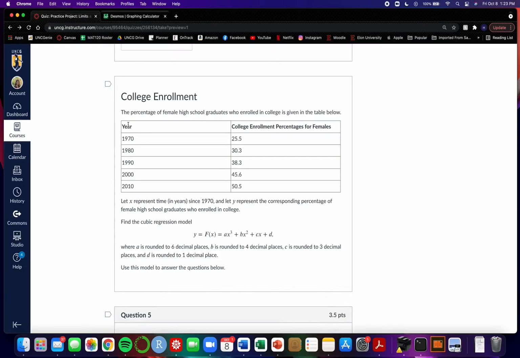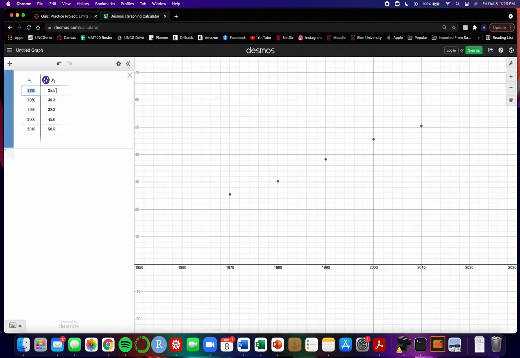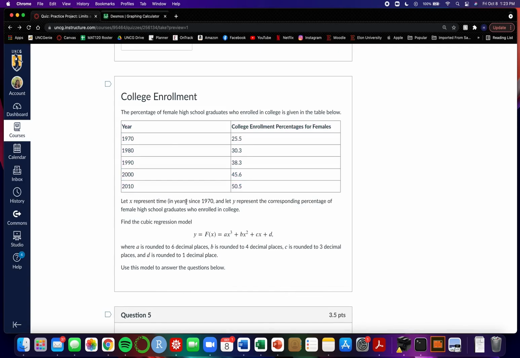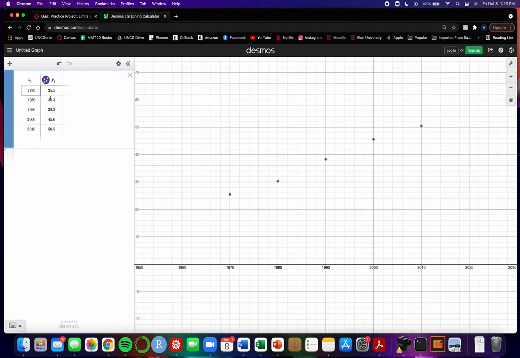So let's grab our data real quick. You can just copy and paste it very conveniently. Paste it into this cell. It'll automatically generate the X and the Y like so. But for this problem, our X is the time in years since 1970. So all we have to do is just subtract off 1970 from each of these X values.